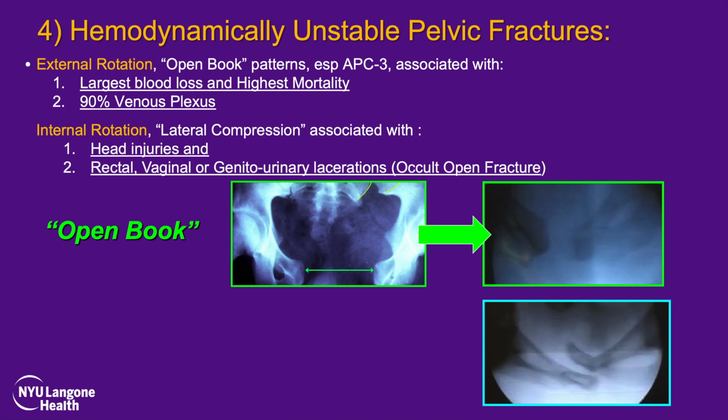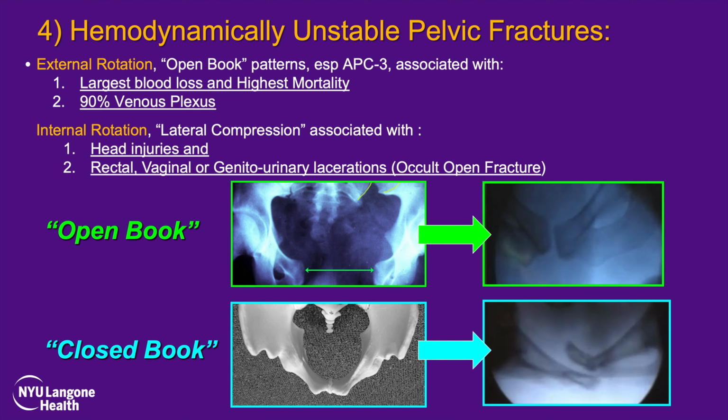And the contraindication to this is the lateral compression injury, typically a fall on the side or being hit from the side. Patients will most often die from head injuries with this type of pattern. And they also are the ones who may have missed rectal, vaginal, or genitourinary lacerations, as the pubic fractures can rupture internal viscera.